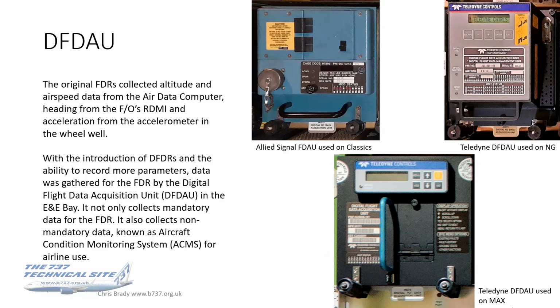So these units here, these digital flight data acquisition units, they gathered the information to be sent to the FDR. And now these can not only collect the mandatory data required for the FDR, but also the non-mandatory data, and that's known as ACMS, or Aircraft Condition Monitoring System, for airline use. And I'll talk much more about that as we go on.